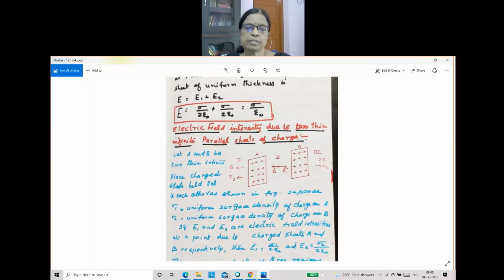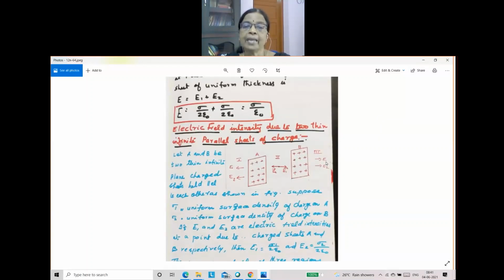Here, let us consider the left side, where both are positive charge. So the electric field will be outwards. So here in region 1, the electric field is due to both the sheets and it is away from them, outwards. So net field will be E1 plus E2.